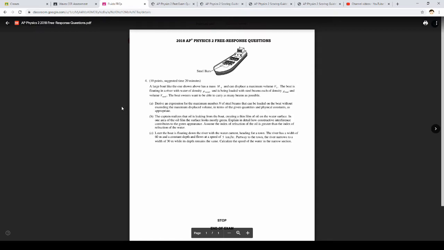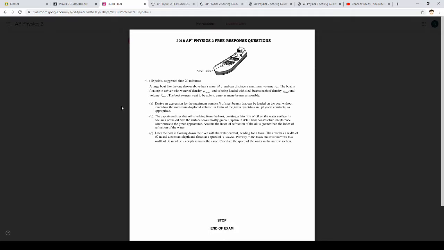A large boat, like the one shown above, has a mass mb and can displace maximum volume vb. The boat is floating in a river with water of density P water, and is being loaded with steel beams, each of density P steel and volume V steel. The boat owners want to be able to carry as many beams as possible. Part A, derive an expression for the maximum number N of steel beams that can be loaded onto the boat without exceeding the maximum displaced volume, in terms of the given quantities and physical constants as appropriate.